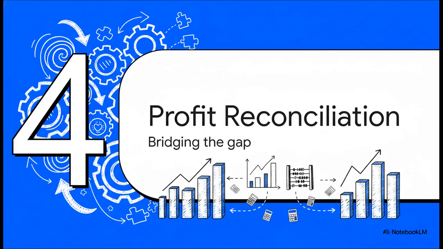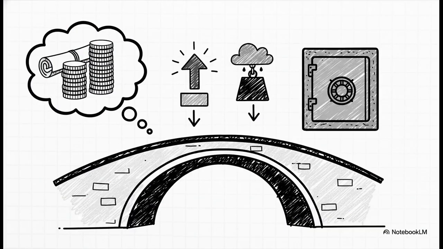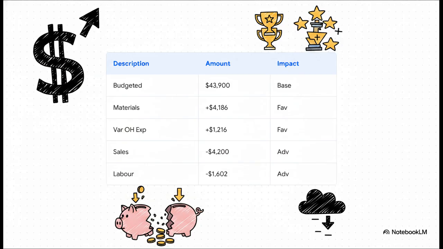Finally, part 4, step-by-step profit reconciliation. This is where we prove our math works and soothe all those accounting headaches. This right here is the ultimate bridge. The core rule of the reconciliation statement is taking your original budgeted profit, adding your favorable wins, and subtracting your adverse losses to exactly match your actual bank account. It connects the fantasy of the original budget to the reality of the end of the year. Let's walk through this step by step.